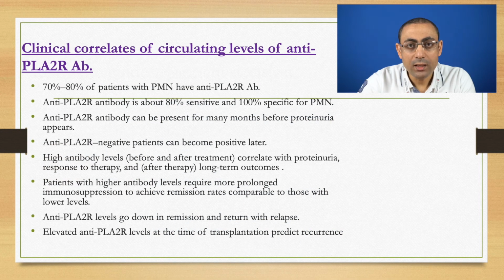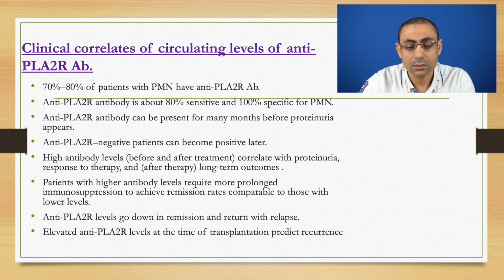We have clinical correlations of circulating anti-PLA2R antibody. PLA2R antibody is present in 80% of patients with primary membranous nephropathy. It has 80% sensitivity and 100% specificity for primary membranous nephropathy. The anti-PLA2R antibody can be present for many months before proteinuria appears.